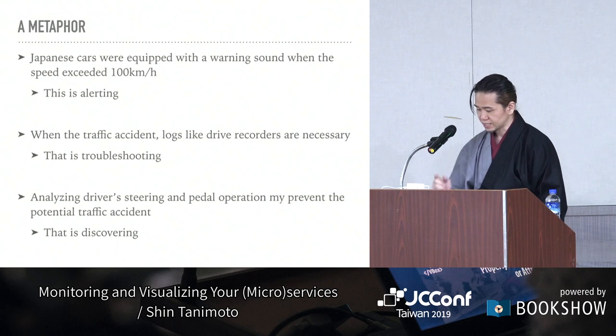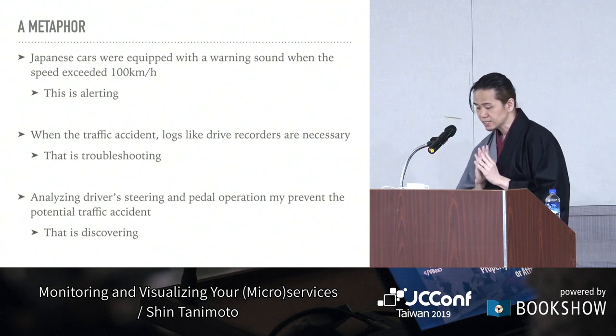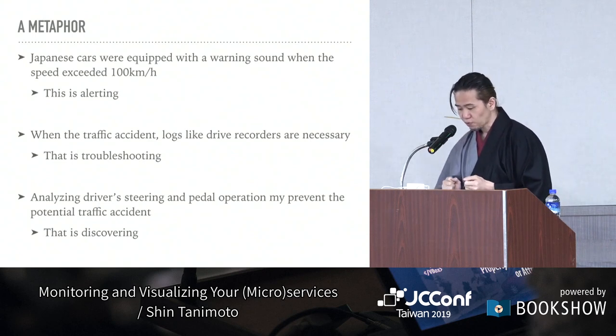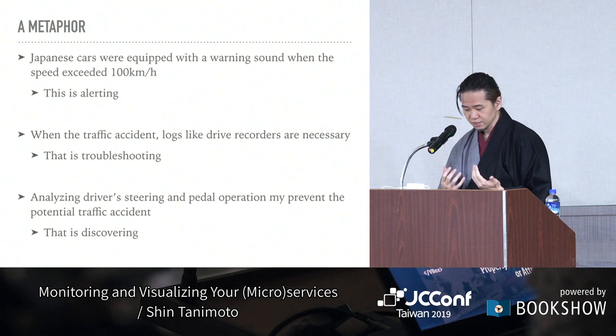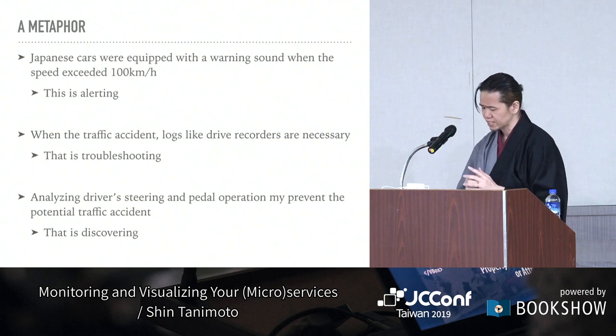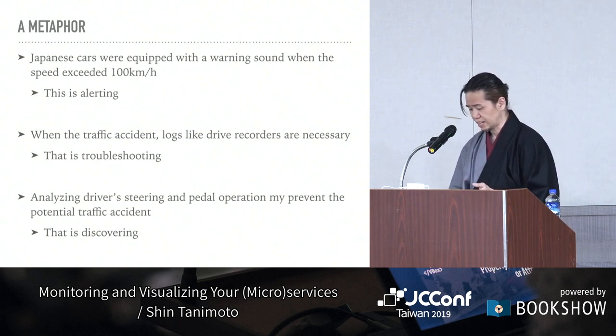And suppose this car causes a traffic accident. After that, what will be necessary for investigations? Of course, it's not a tachometer. You know, if we had a speed log, that must have been important evidence, but cars don't have the speed log now.